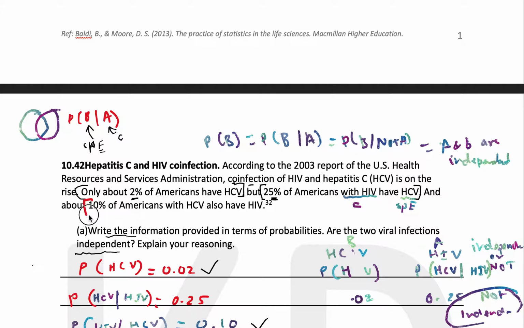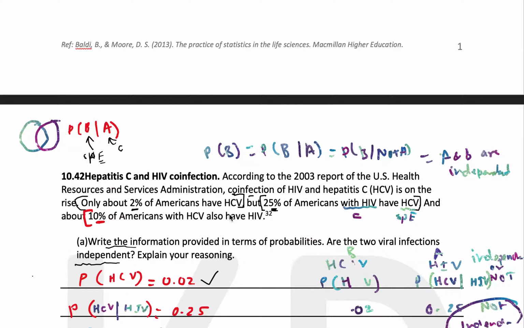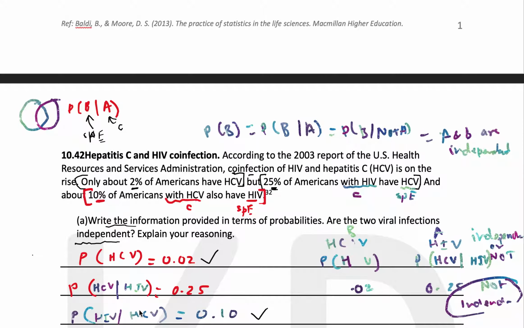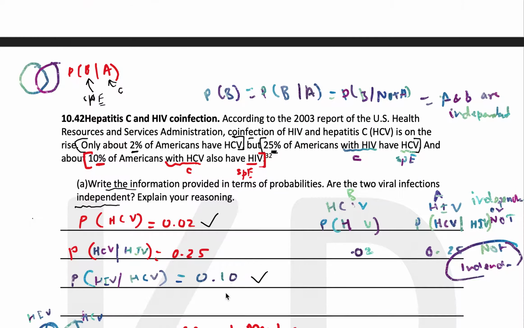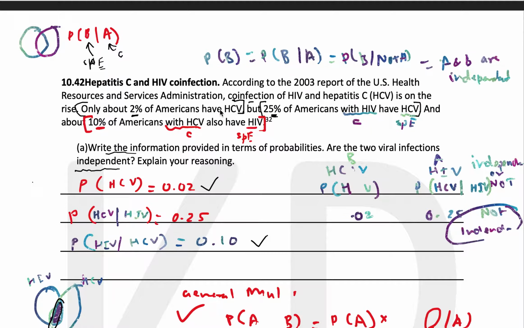it says 10%, this is another quantity, of Americans with HCV also have HIV. So again, this condition is with HCV, so you have to have HCV to qualify for this number. So that's the condition. Have HCV, so that means that's a specific event in this case. So you're going to write it as probability of HIV given that HCV has already occurred, right? And that is nothing but 10%, so 0.10. So that is all the information given to us.